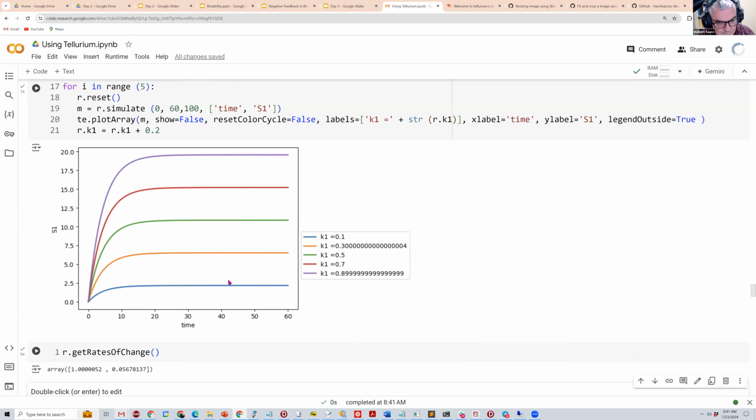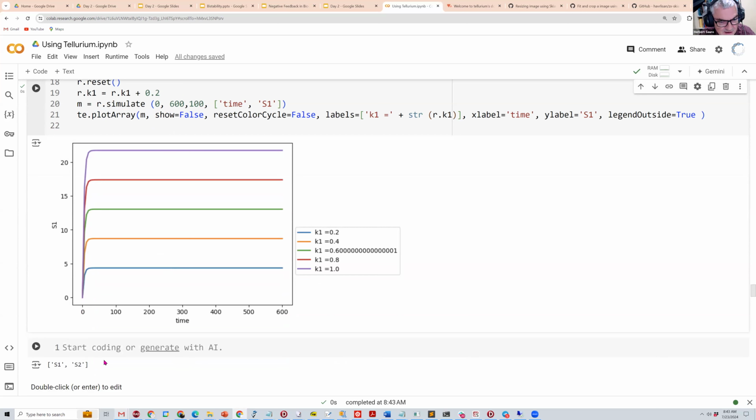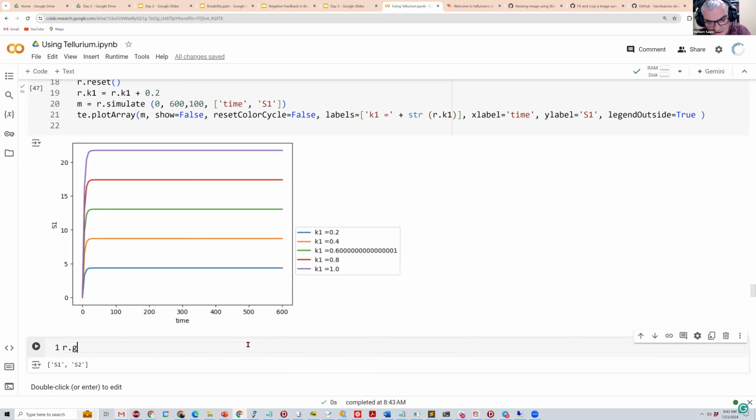If I run this, I still get the steady state. Now we'll ask for our rates of change. Oops, sorry. Get rates of change. Now there's 0. Great, thanks for that.